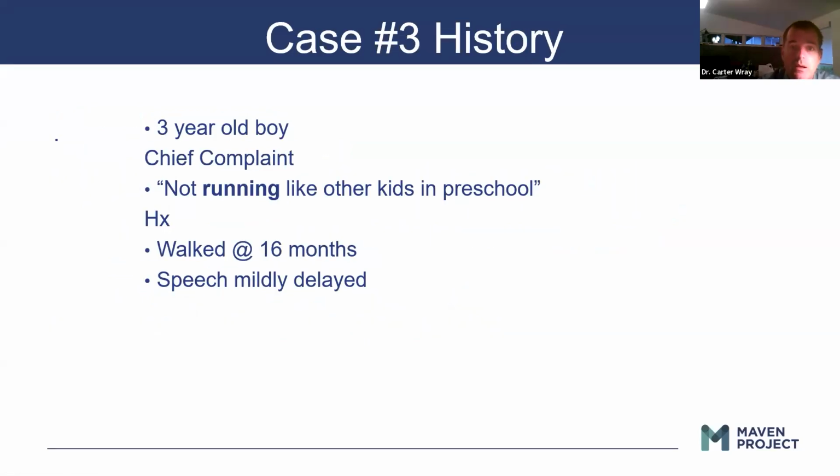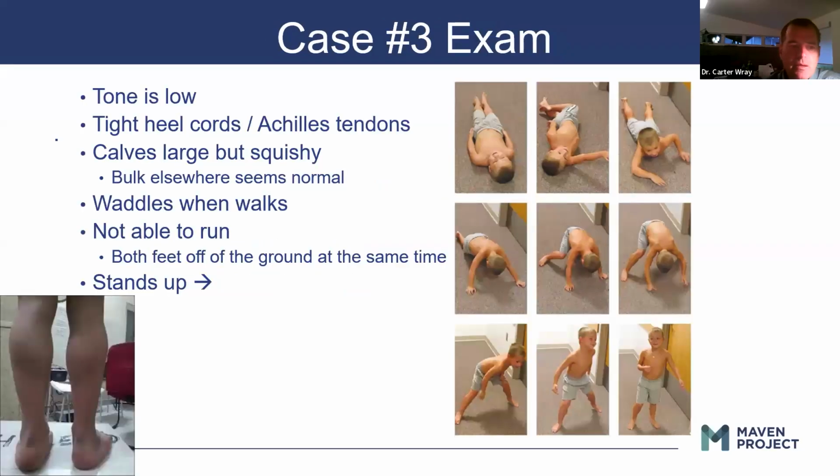So here's a different kid, a 3-year-old boy whose mom says he's just not running like the other kids in preschool. And that is certainly something that lots of parents can be worried about. Is my kid like the other kids? Kid was not super on time for walking, but not worrisome. I mean, lots of kids don't walk until they're 16 months, but also there's a little bit of speech stuff that makes you wonder, is there maybe more here than just the motor exam?